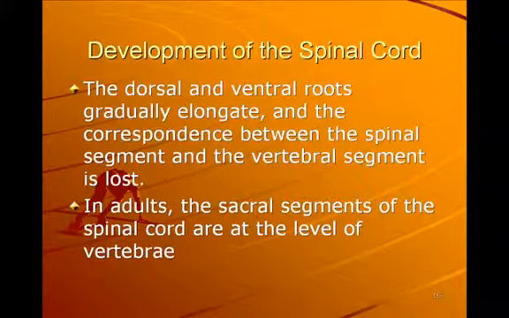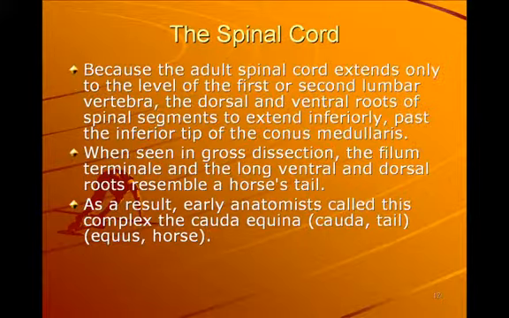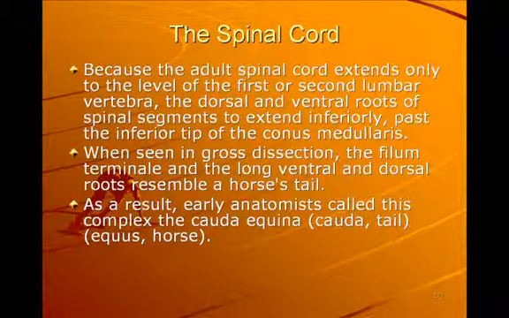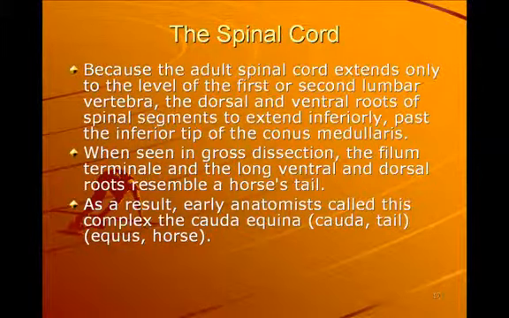The dorsal and ventral roots gradually elongate. Correspondence between the spinal segment and the vertebral segment is usually lost. In adults, the sacral segments of the spinal cord are not at the level of the corresponding vertebrae, so it differs when you get down to that region. Because the adult spinal cord extends only to the level of about the first or second lumbar vertebrae, the dorsal and ventral roots of the spinal segments extend inferiorly, past the inferior tip of what's referred to as the conus medullaris, or the most inferior portion of the cord.